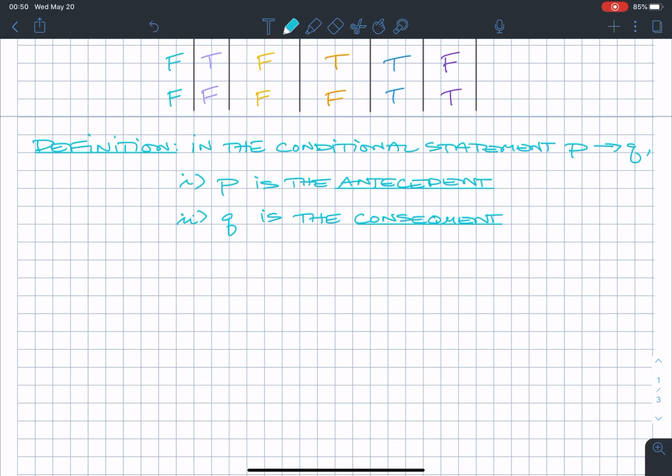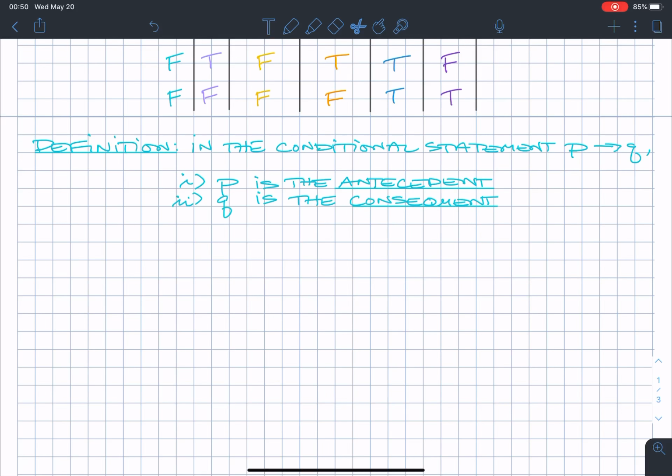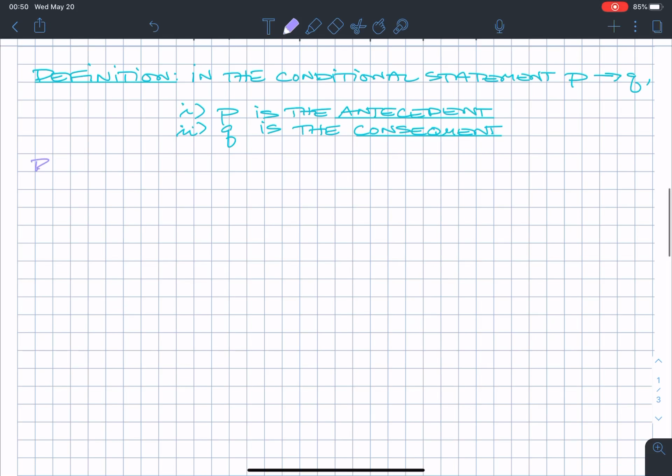Okay, so that's the formal nomenclature for the conditional statements. So now let's deal with related statements to the conditional statement, if P, then Q. Okay, so these are called the related statements. So related, how are they related? We will see. So related statements.